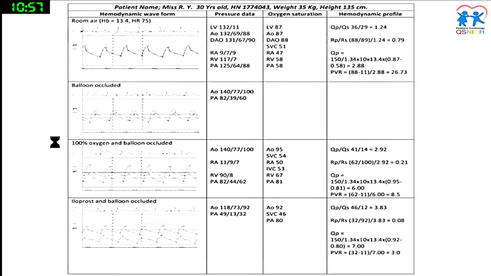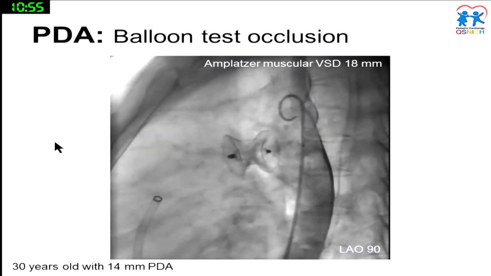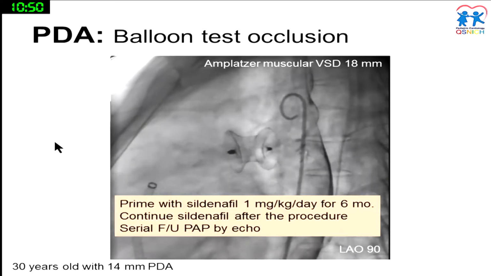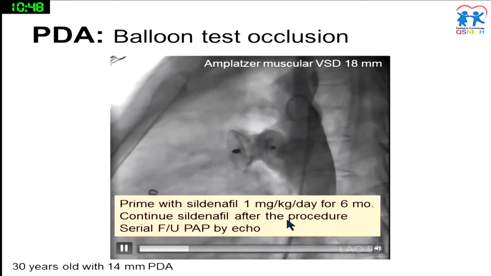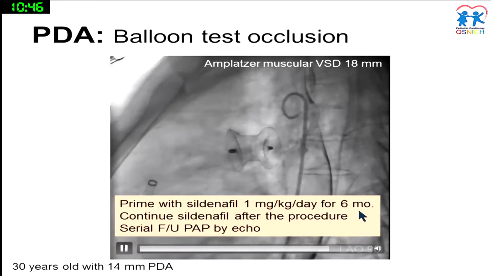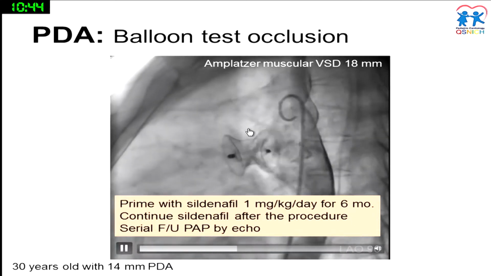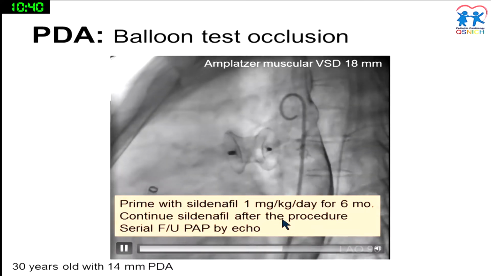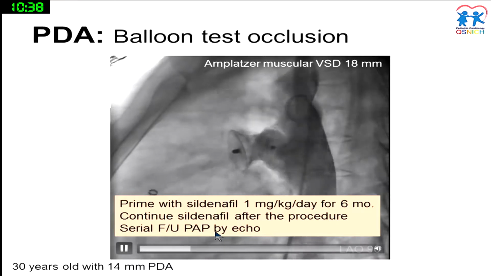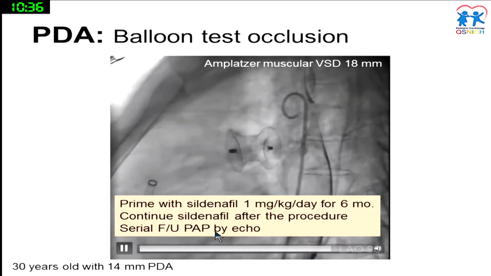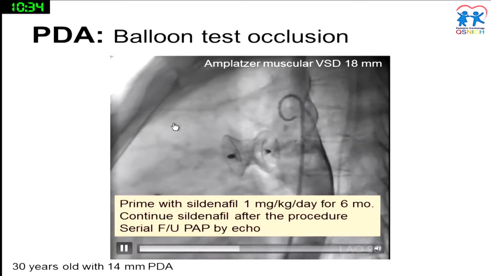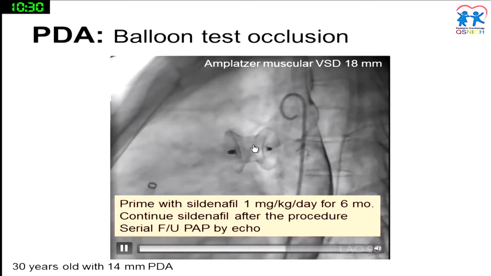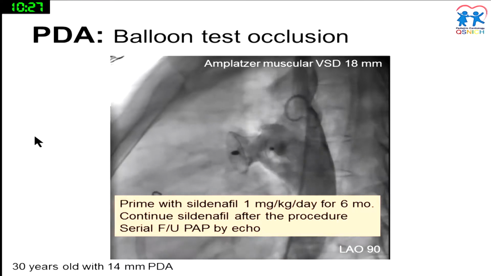But if you have a good intention to treat this patient with good follow-up, you can have a good result. This patient, we primed with sildenafil for 6 months before the procedure, then we did the test occlusion, implanted the device, and continued sildenafil until now, and we do serial follow-up of PA pressure. I won't say lucky, but I think we were expecting this. In most cases, as Bharat mentioned yesterday, the PA pressure is likely to decrease, but not come to normal.